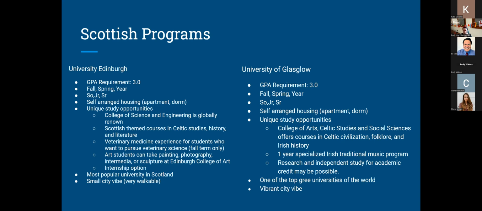Again, similar GPA requirements, otherwise similar housing arrangements, similar requirements, in other words, but they do have a lot more robust offerings. So even though there are Scottish courses at University of Edinburgh, there's a lot more of them and a lot more diverse options at Glasgow if you are interested in anything Scottish, I would say, or folklore, Irish, that sort of thing.